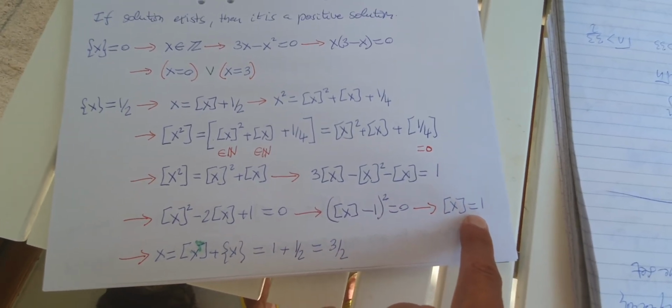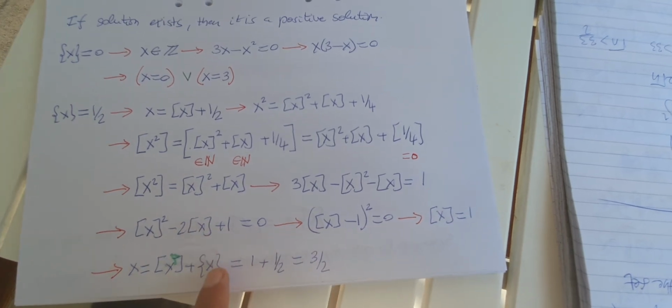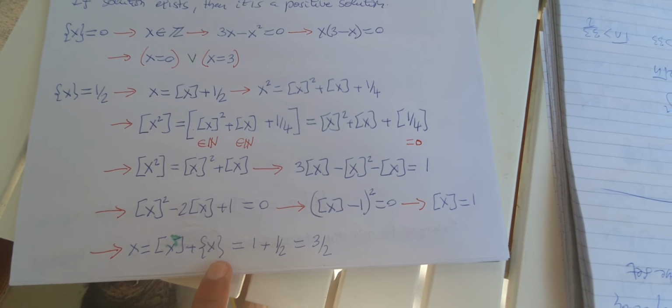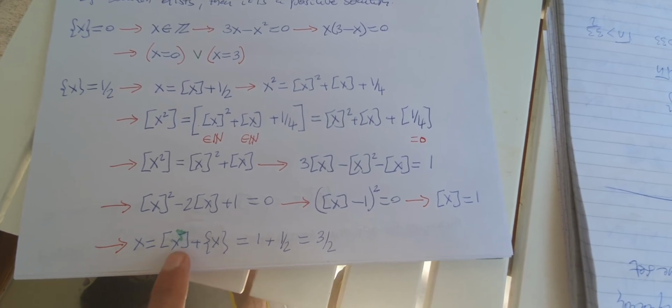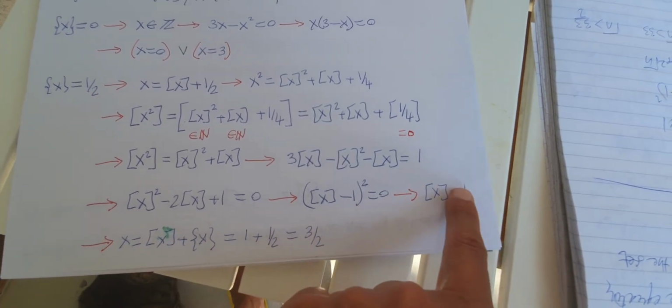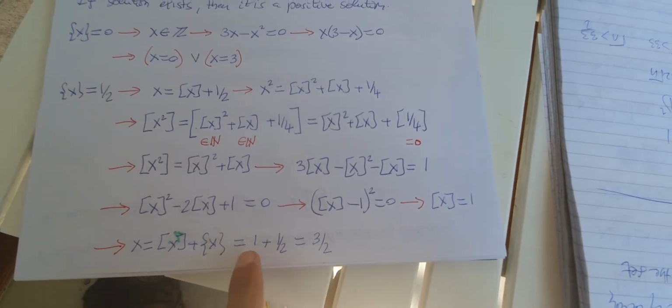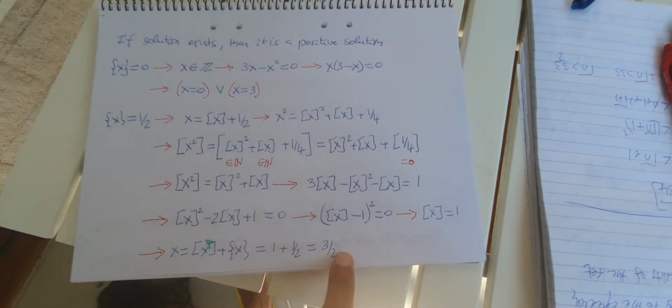So now the solution in this case is the integer part of x plus the fractional part of x. So the integer part of x, we just found it is 1, and the fractional part of x is a half. So 1 plus a half is 3/2.